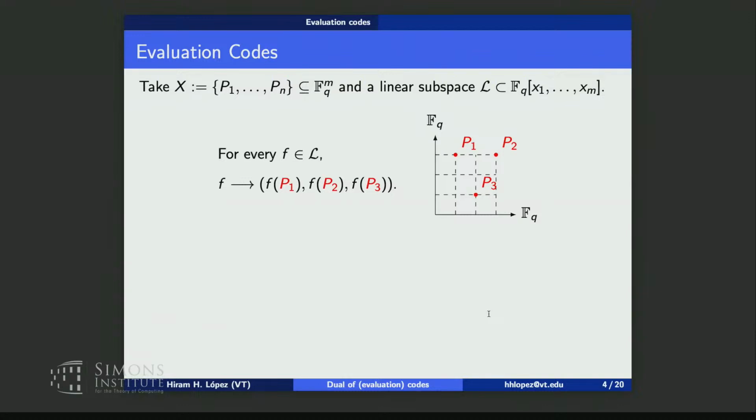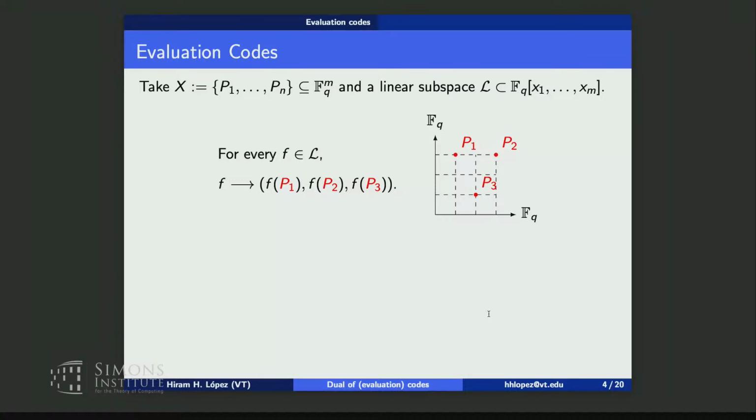And what is an evaluation code? Well, the definition is very simple. You take some points, whatever you want. They can be on a certain extension. They can be on several variables. It doesn't matter. So in this very simple example, I am taking points on the plane. You can take points in any number of variables, any number of entries. And you are going to take some polynomials. If you are using points in an extension, you need a polynomial in one variable. If you are using points in 2, 3 dimensions, you need polynomials in 2, 3 variables.